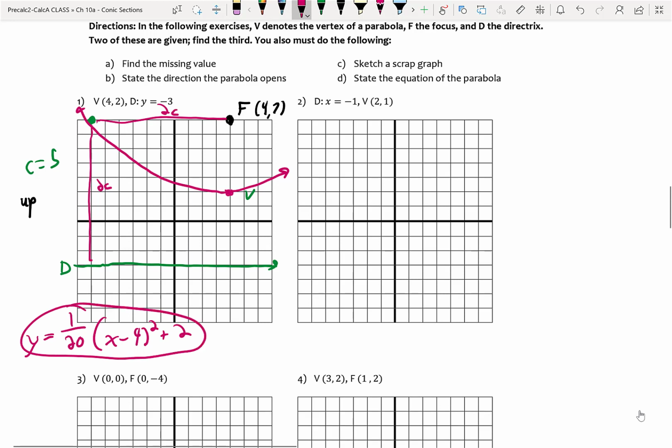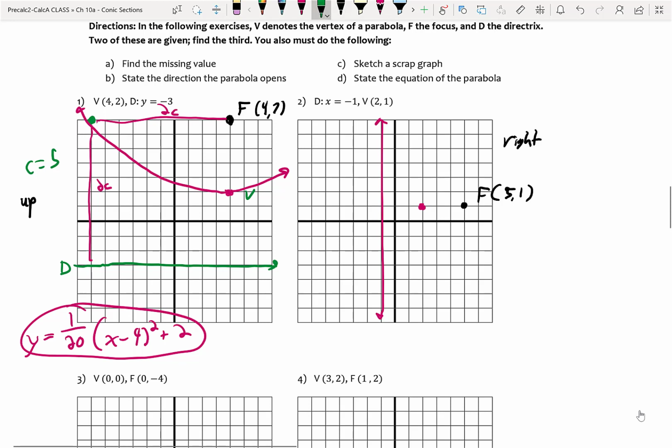Next, my directrix is x equals negative 1, so I'm going to go vertically like that at negative 1, vertex at 2, 1. So this one's going to open right. I can see that my focus is going to be 3 units away from my vertex, which will put my focus right here. Focus would then have an ordered pair of 5, 1. So my direction the parabola opens, it opens right, and I can see that because that's how it's going to have to be drawn.